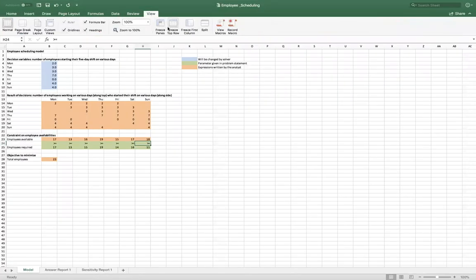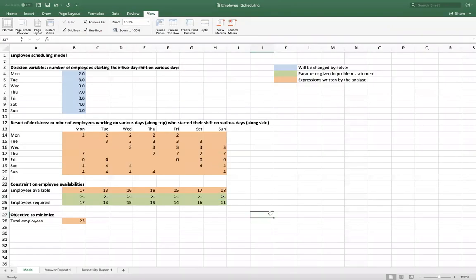Let me actually make it a little bigger. Okay, so here, of course, I worked on it before I showed you guys, but I'm going to walk you through step by step. Here, this is the color coding I use. The blue one is what the solver is going to determine, so the blue ones are our decision variables basically. The orange ones are the expressions that I wrote, and the green ones are given to us.